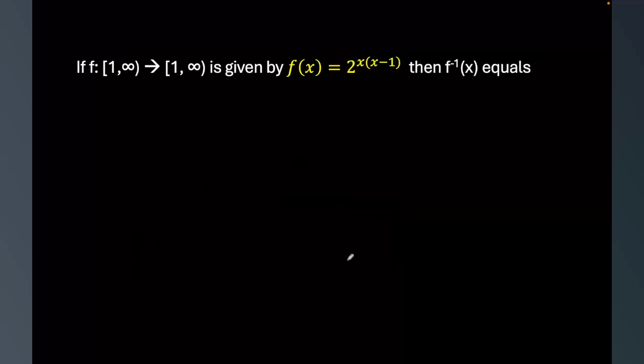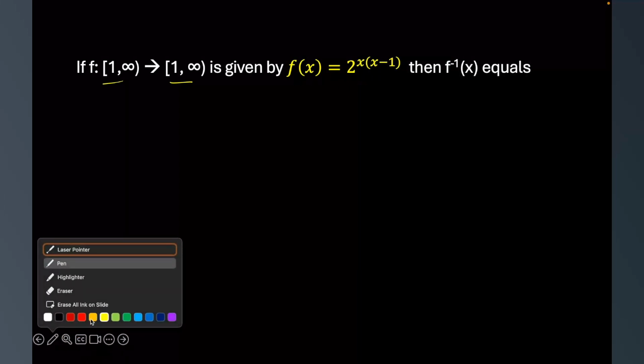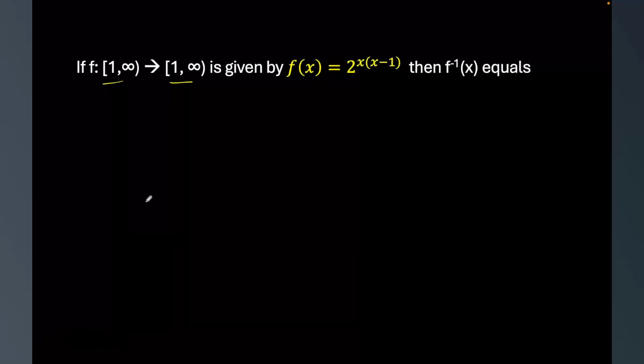All right, so we have another question. We're given the domain and range, 1 to infinity inclusive of 1, and the function is f of x equals 2 raised to the power x times x minus 1. Okay, so let's take green for this one, and let's see, how would we start? So we're given y is equal to 2 to the power x minus 1.